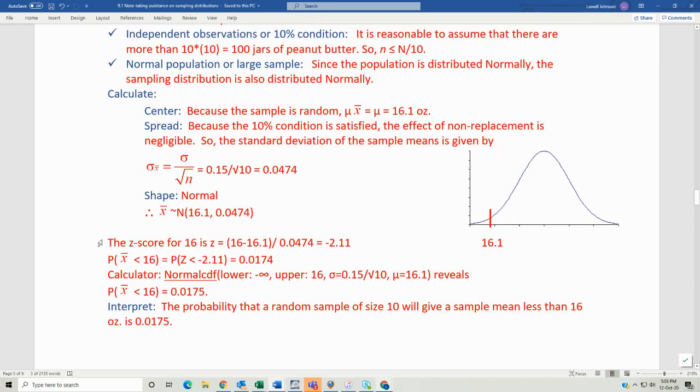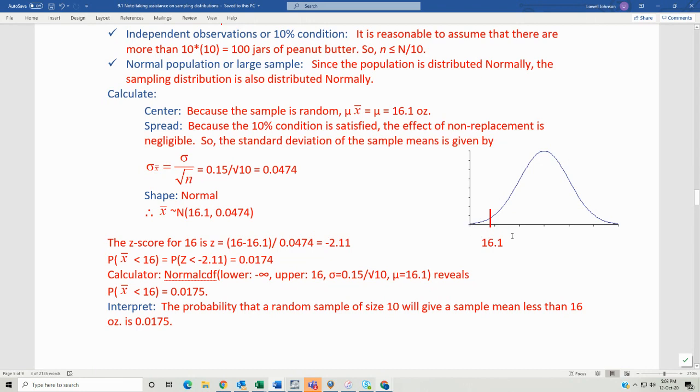Now we want to find the probability of getting an X bar less than or equal to 16. So this is a chapter 2 problem. The z-score for 16 is, well, I take 16 minus 16.1, the mean, divided by the standard deviation, which we just calculated to be 0.0474, and I get a z-score for 16 of minus 2.11. So now I draw my graph. Remember, you always have to draw a graph here.